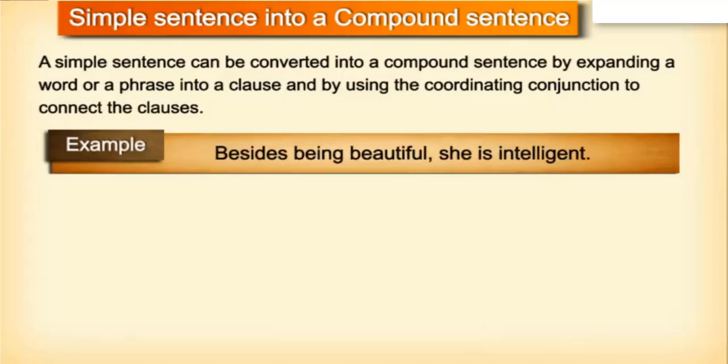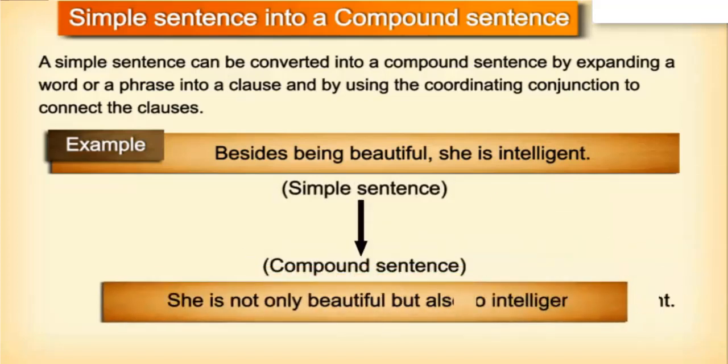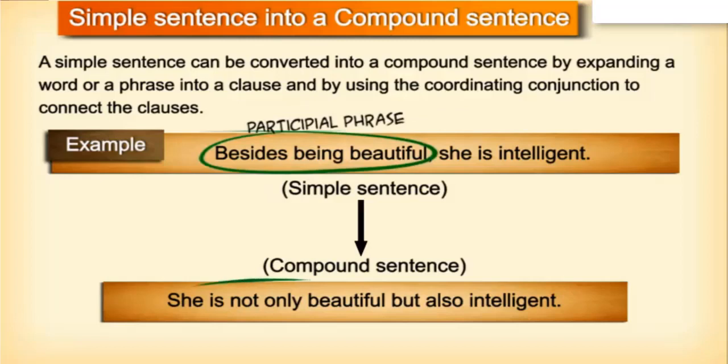Besides being beautiful, she is intelligent. This is a simple sentence. Its corresponding compound sentence will be, she is not only beautiful but also intelligent. Here we change the participial phrase, besides being beautiful, into a clause, she is not only beautiful, and connected it to the original clause with the coordinating conjunction, but.